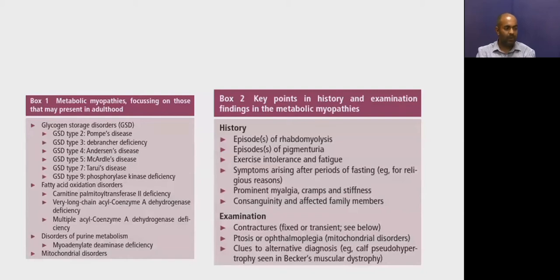Metabolic myopathies which present in adulthood can be glycogen storage, Pompe's disorder, fatty acid oxidation defects like carnitine palmitoyltransferase deficiency, and mitochondrial disorders. These are the key points which point to a metabolic myopathy: myoglobinuria, exercise intolerance, fatigue, symptoms arising after a period of fasting, prominent myalgia, cramps. You can have transient contractures or fixed contractures.